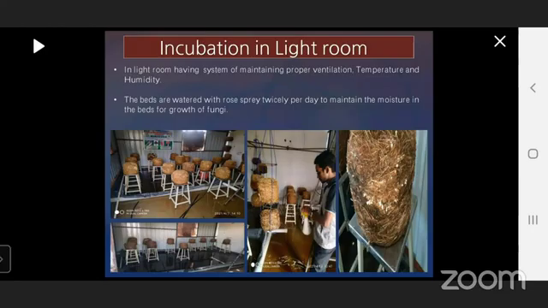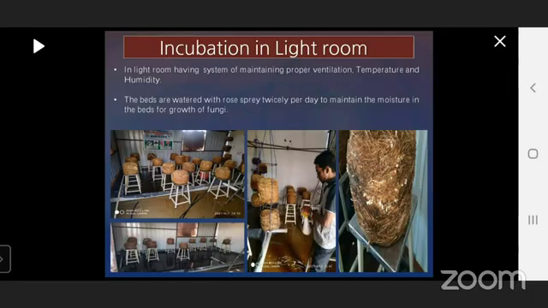While giving the watering, give the watering to all sides of the mushroom beds, because the germination of the spawn and pinhead formation starts from all sides. So don't forget about the watering, because mushrooms require more wetness. And check the humidity and temperature also.